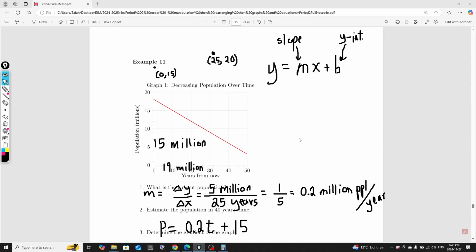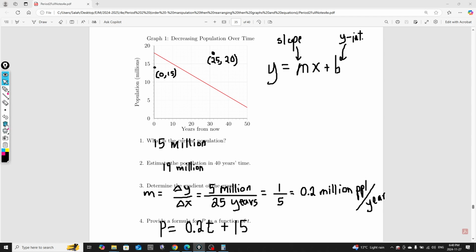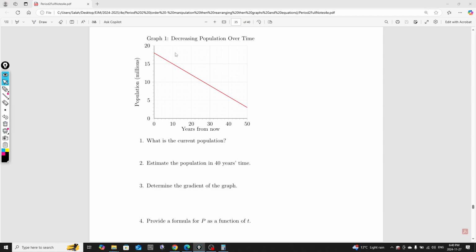Alrighty, so I'm going to move on to the next question here. In this question, we've got a decreasing population over time. So let's do all the same steps. What's the current population? Well, the current population looks like it's at about 15, 16, 17, 18, 19, 20. Okay, so it looks like it's at about 18 million. So I'm going to write 18 million.